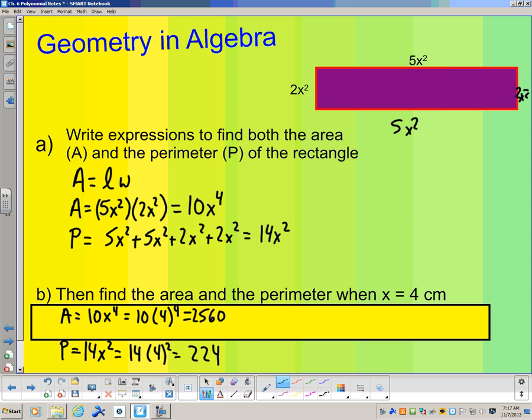When you do perimeter, you're just adding everything on the outside. So that's just in plain units, which in this case is just centimeters. And area is length times width, so square units. So it's 2,560 square centimeters. So there we have both the area and the perimeter of that rectangle given that x equals 4. So we could just substitute into those formulas that we had in part A to be able to determine what our actual values were.